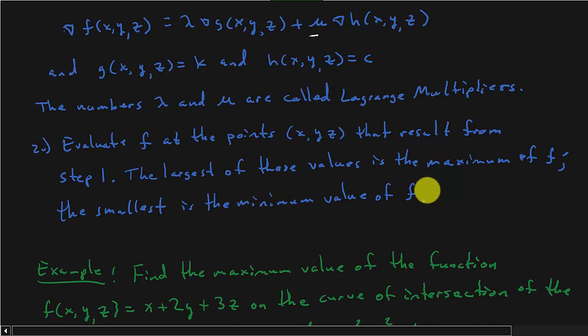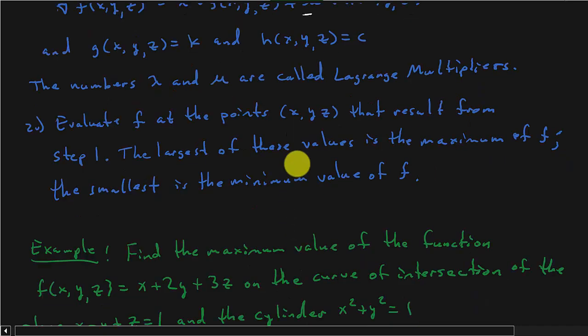All right, so it says evaluate f at the points x, y, z that result from step 1. The largest of these values is the maximum of f, and the smallest is the minimum value of f. So basically, we're working it the same way that we did last time. We just have two constraints.